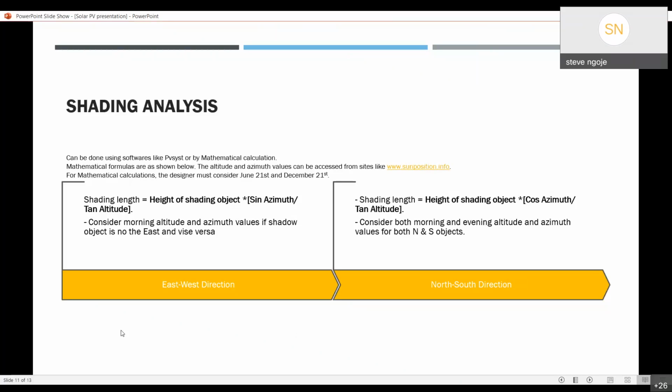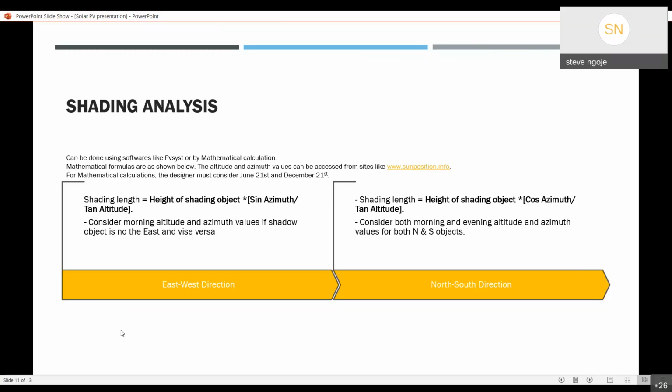So for near shading, you have to have your module layout in PVsyst, and you also have to draw the shading object for it to calculate that and factor it into your calculations for the rest of the year. In terms of estimation of the generation, it's more accurate than mathematical calculation.